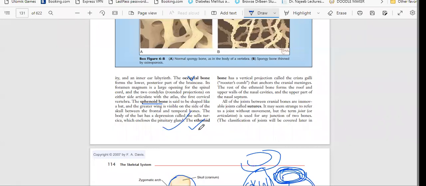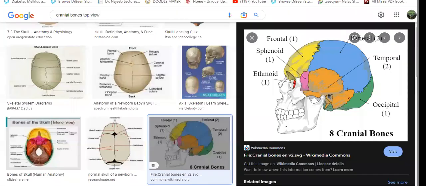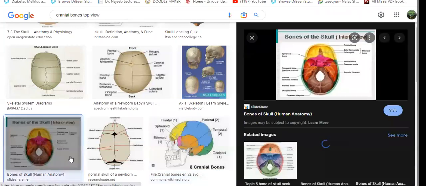Next we have the ethmoid bone. The ethmoid bone has a vertical projection called the crista galli that anchors the cranial meninges. The rest of the ethmoid bone forms the roof and upper walls of the nasal cavity and the upper part of the nasal septum. You can see here the ethmoid bone. It is near the meninges, and it makes the nasal septum.